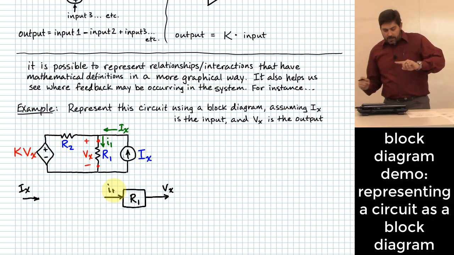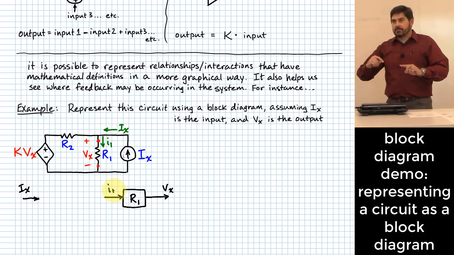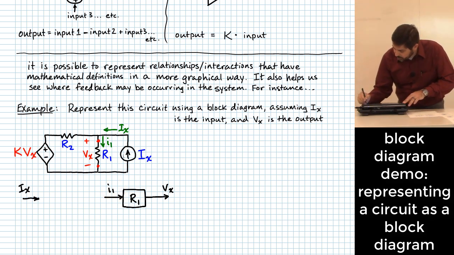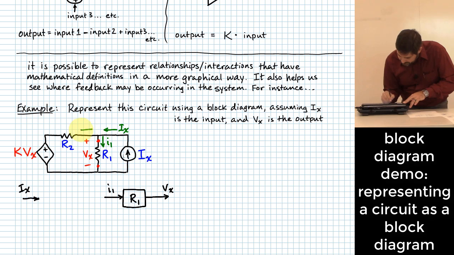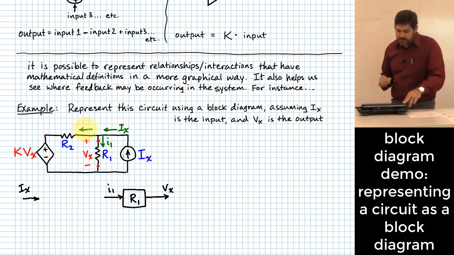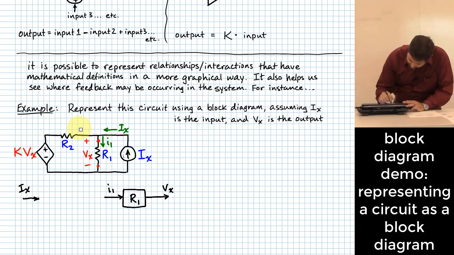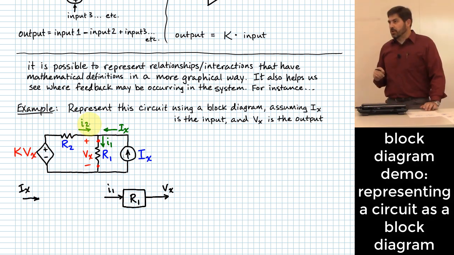Does I1 relate in some way to Ix? It does. We can think about Kirchhoff's current law, and we can say Ix is a combination of two different currents. Because this might make it easier, let me put it like this. I'm going to call that I2. What does Kirchhoff's current law say?